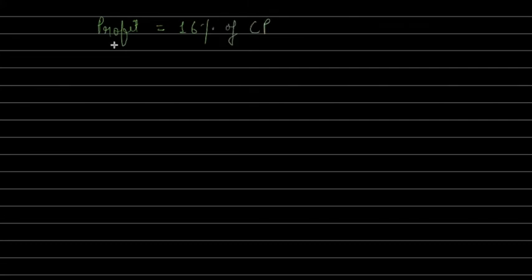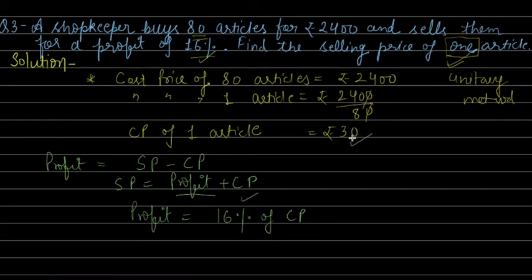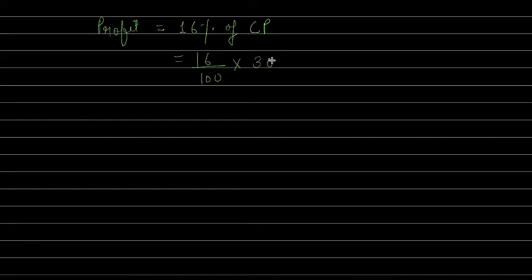Why of CP? Whether you are calculating loss or you are calculating profit, we have already discussed that it is always on the cost price, right? Now 16% means 16 upon 100 of CP. CP we have calculated as rupees 30 here. So we will place here 30. This is cancelled here. 16 3s are 48 upon 10, which gives you 4.8. So this is profit. Profit of rupees 4.8.